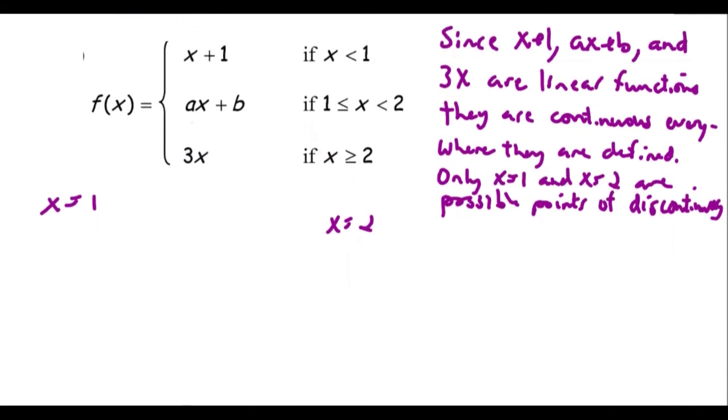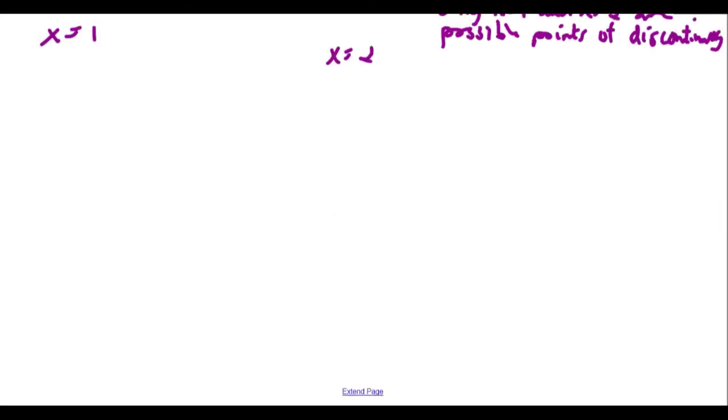So let's start with saying, since x plus 1, ax plus b, and 3x are all linear functions, I know they're continuous where they're defined. Therefore this function is continuous everywhere except where it breaks up, which is at x equals 1 and at x equals 2. So I have to work through and find an a and a b so that it is continuous at x equals 1, and at x equals 2, I have to find an a and b so it is continuous. So we'll start with x equals 1.